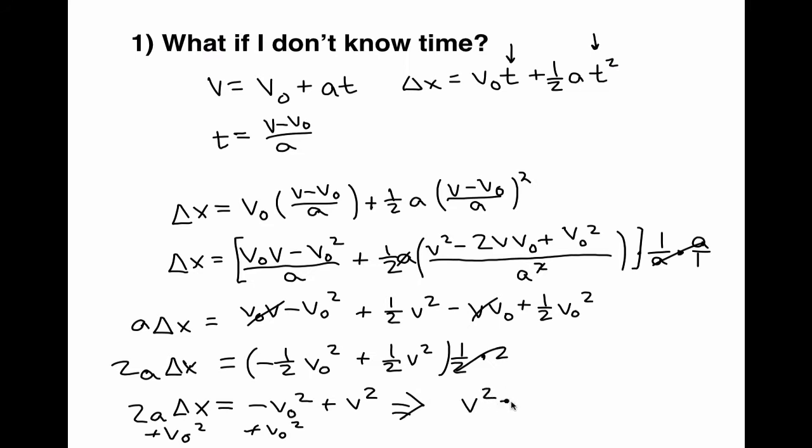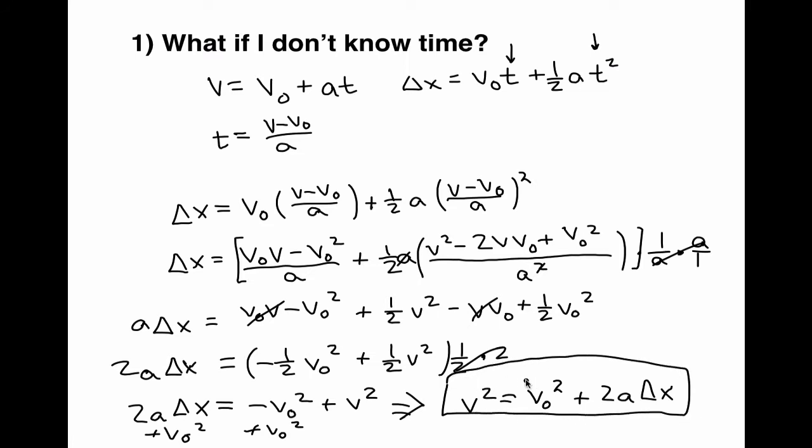So it's well worth my effort to get this. V squared is equal to v naught squared plus 2a delta x. So this new equation here is written where I don't have to know time, and I can solve for acceleration, I can solve for displacement, my initial velocity, and a final velocity.